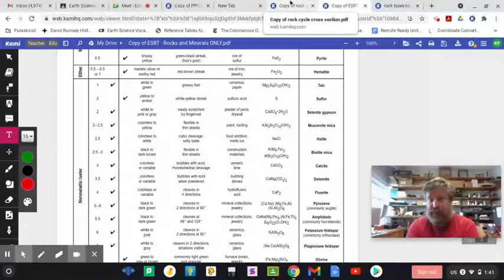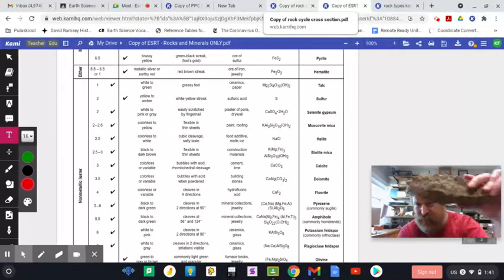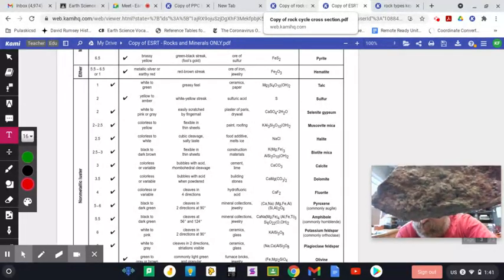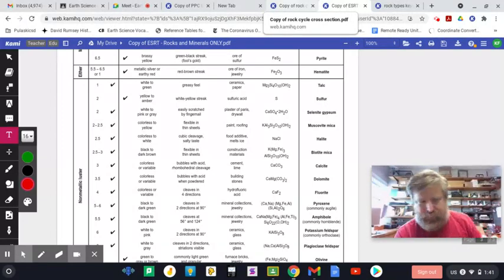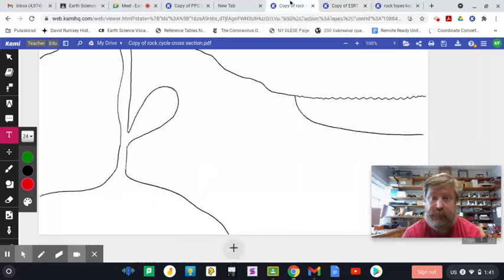Minerals are the building blocks of rocks. If I grab a rock here, you can see all those pink and black bits. Those pink and black bits are the minerals that make that rock up.